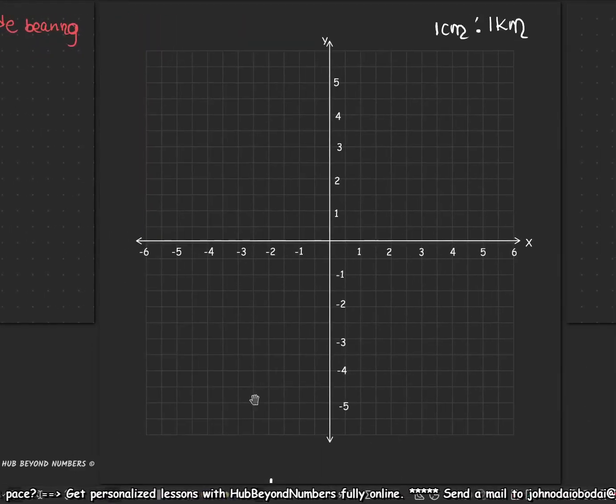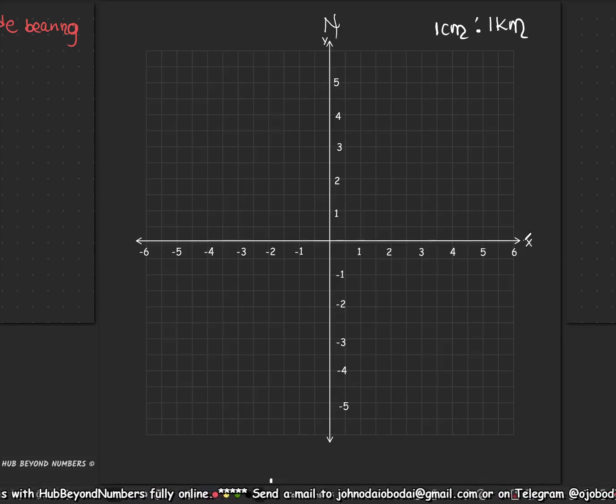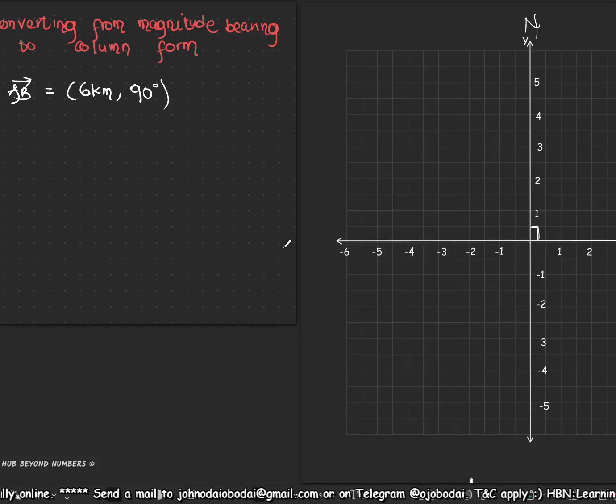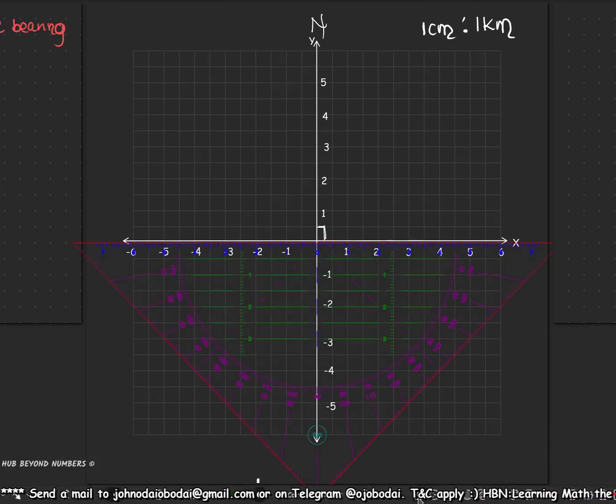If we put our north up here, how are we going to get to 90 degrees? Certainly, 90 degrees is on the x-axis. So we locate that. Over here is where we have our 90 degrees. For this, there's no need to draw, we just indicate it. This is my 90 degrees. Then we measure 6 kilometers. On our scale, a centimeter is a kilometer, so I'll come and measure my 6.